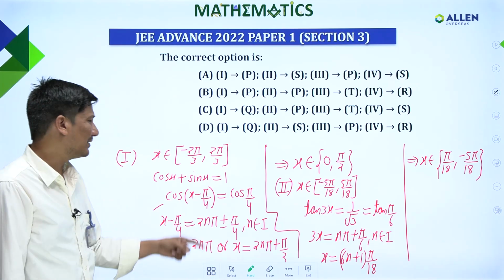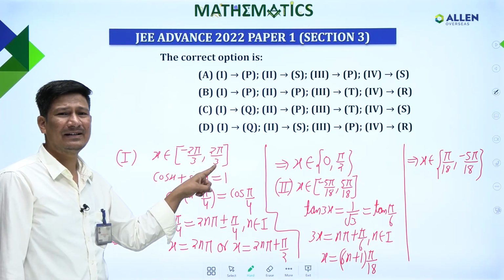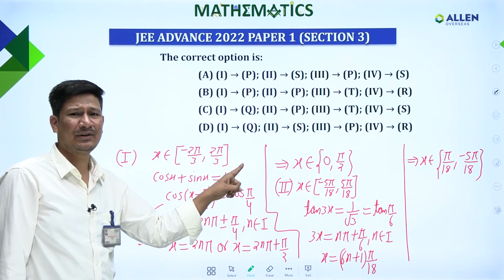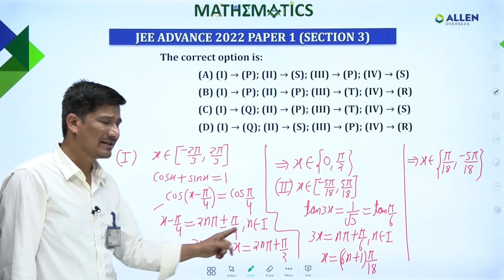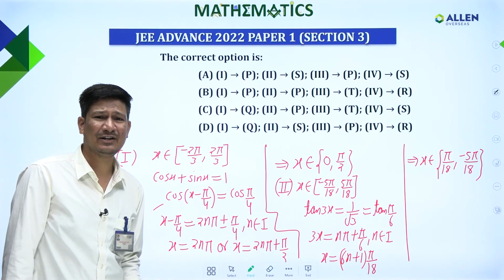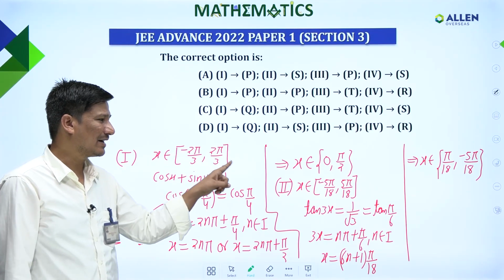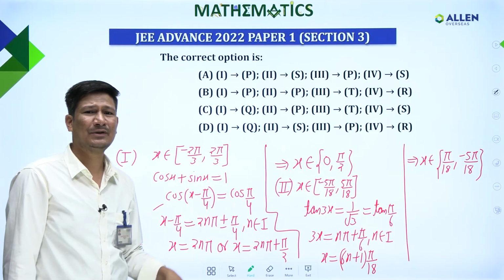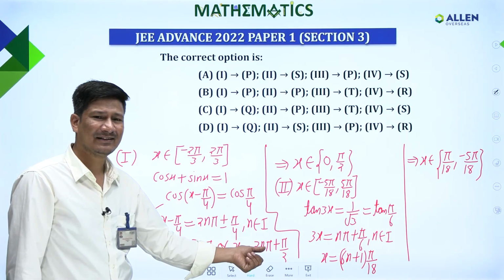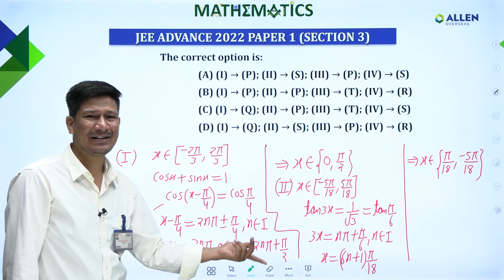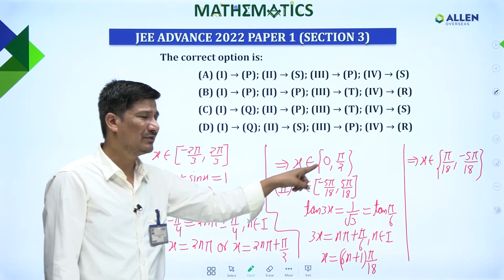Now guys, in that interval, minus 2 pi by 3 to 2 pi by 3, meaning minus 120 to 120 degrees, we have to see which values of x are satisfying. So start putting the values of n. For n is equal to 0, I'm getting x as 0. 0 lies in that interval, so one solution is 0. Next, put n is equal to 0 here also, beta. That one gives pi by 2. Yes, 90 degrees also lies in the given interval. So pi by 2 will also be a solution.